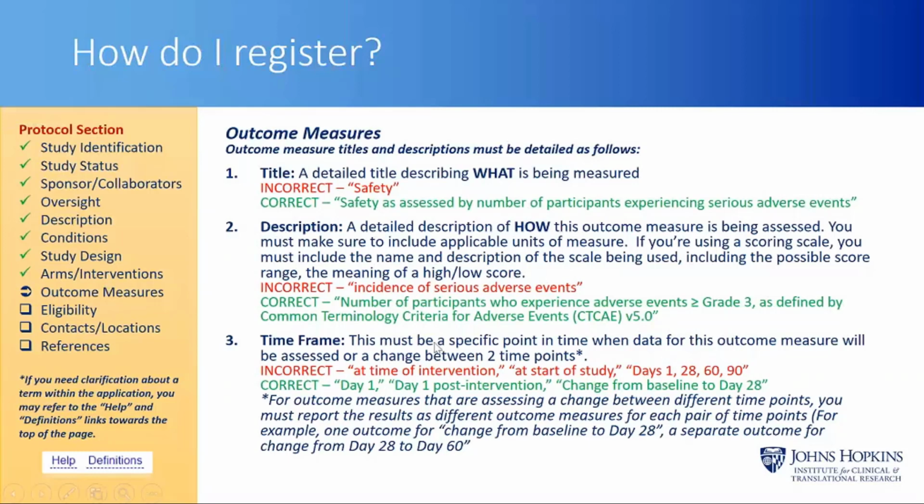The time frame. So this is when this outcome measure is being measured. So you can't say things like at the start of the study or at the time of intervention. It has to be very specific, day 1 or day 1 post-intervention. You can have negative days, so like day 0, day -1, day -2, if that's the case. But if you're assessing a change from point A to point B, then you have to specify that as well. If you're assessing something at day 30 and day 60, day 90, they have to be separate outcomes as well. So it does become kind of lengthy, but it is how they require it.